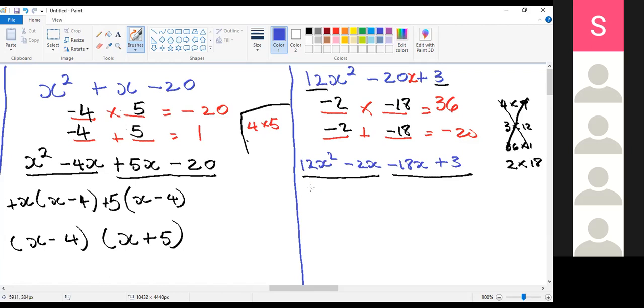So what's the factor for this one? The first pair. What can go into 12x squared and minus 2x?